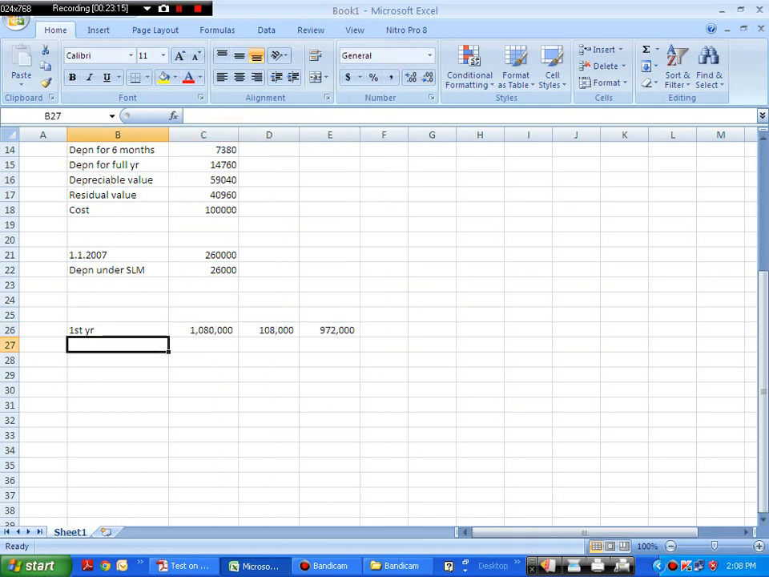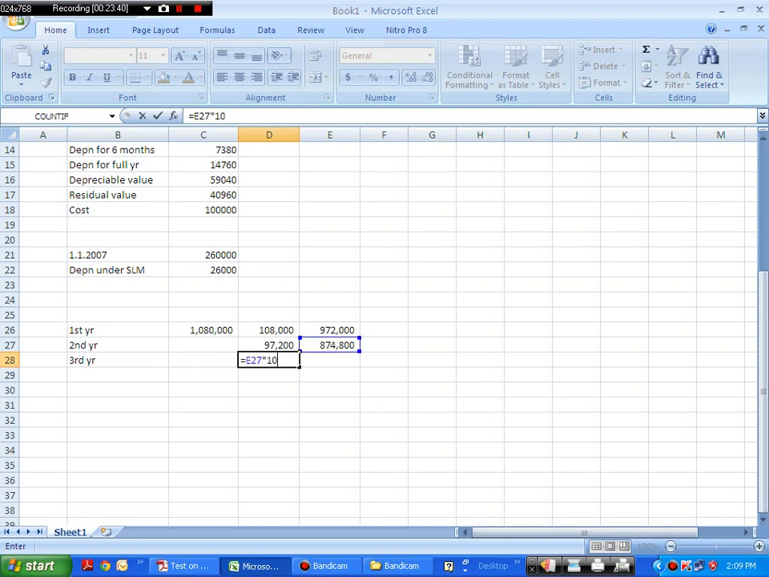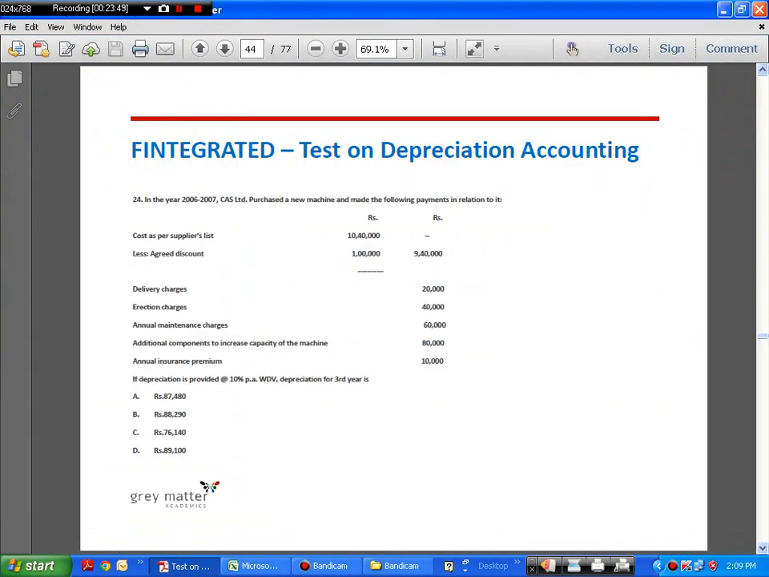Okay, so for the second year, depreciation will be on the written down value at 10%. So the WDV at the end of the second year will be 8,74,800. For the third year, depreciation will be on 8,74,800 at 10% per annum, which will give us a written down value of 7,87,320. So answer is 87,480.